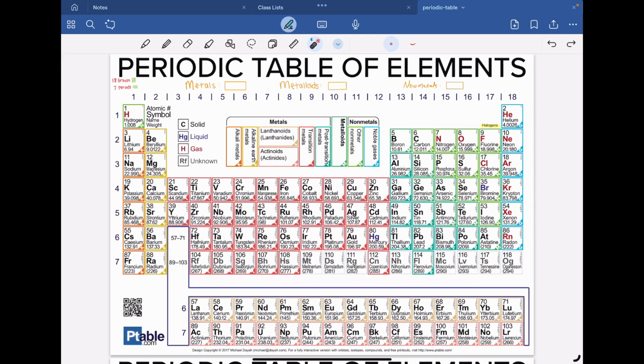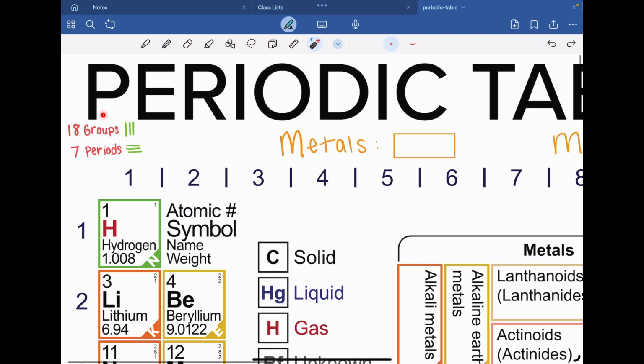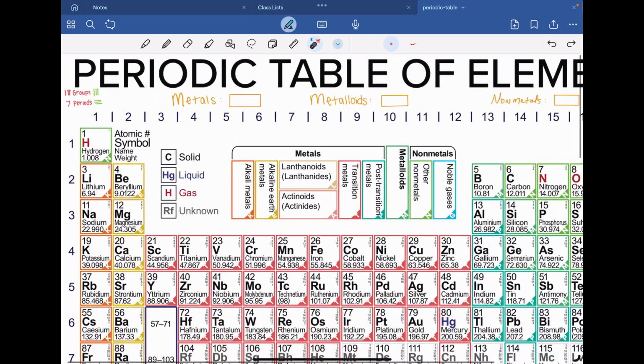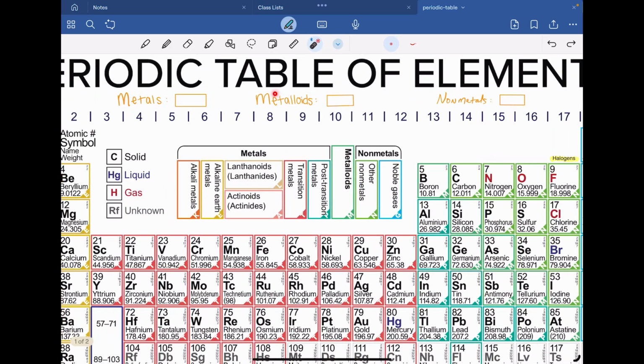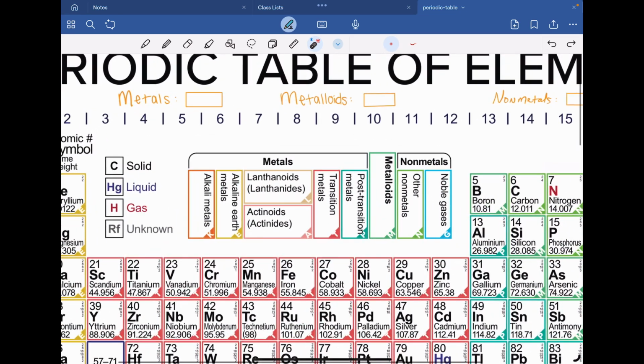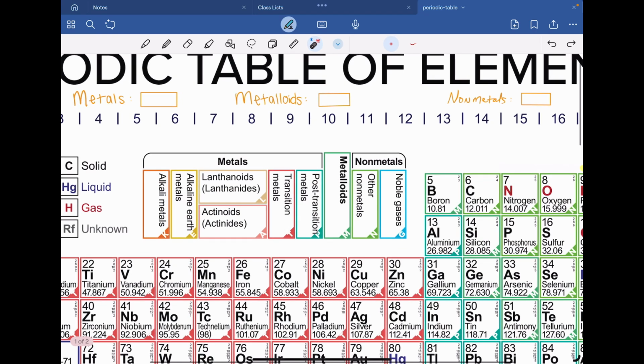But what you'll do is, like I said, put in the top left corner that you have 18 groups and 7 periods. Once you get that written in there, create a little key on the top. So throughout the periodic table, you're going to run into metals, metalloids, which have properties of both the metals and the nonmetals, and lastly our nonmetals. And so what I want you to do is write those 3 terms up on the top, and then we're going to pick 3 different colors to choose for labeling these.